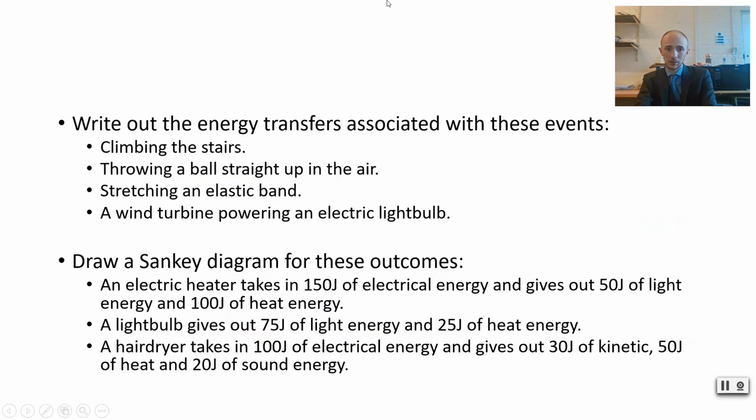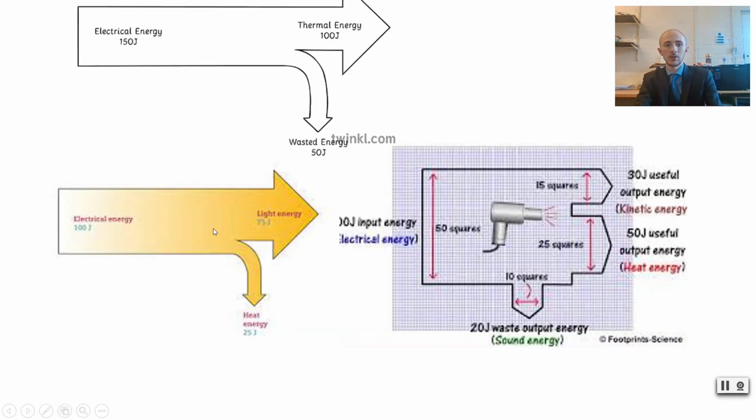Fine. A light bulb gives out 75 joules of light energy and 25 joules of heat energy. This is this one here. Again, the light energy now is the one that is the useful one. So electrical energy, 100 joules in, light energy, 75 joules out, and heat energy, 25 joules out.